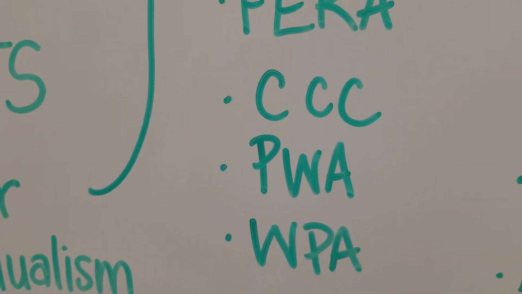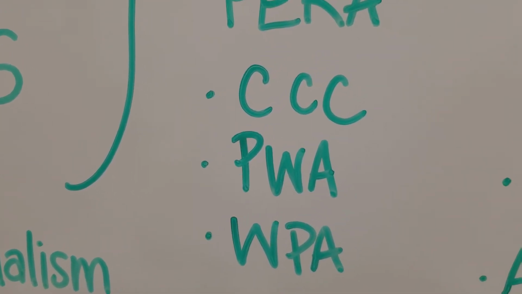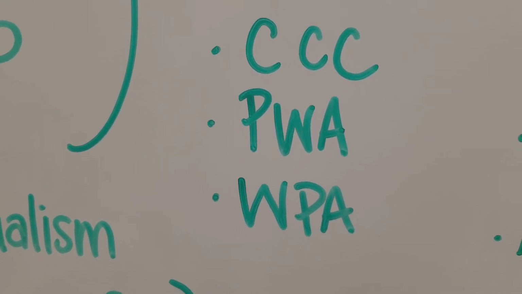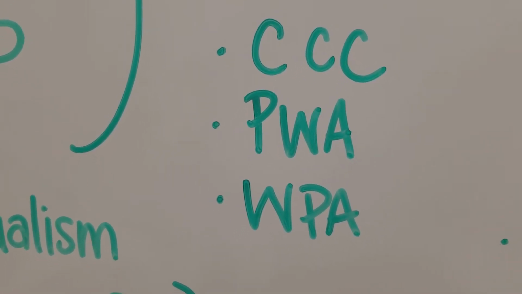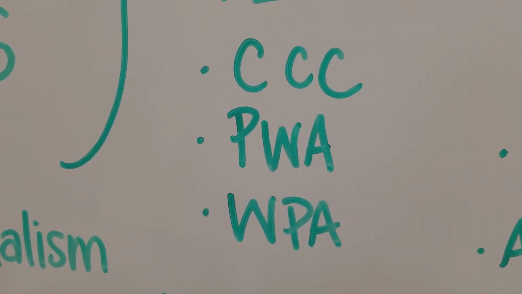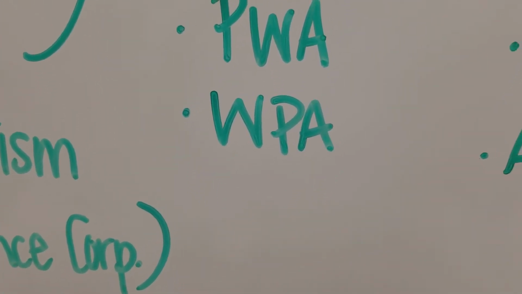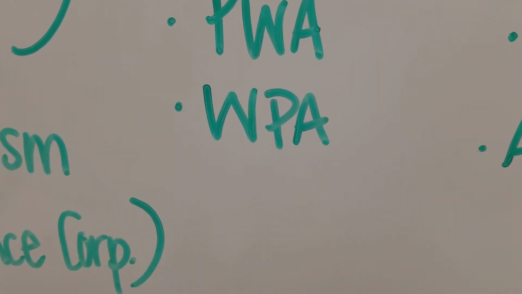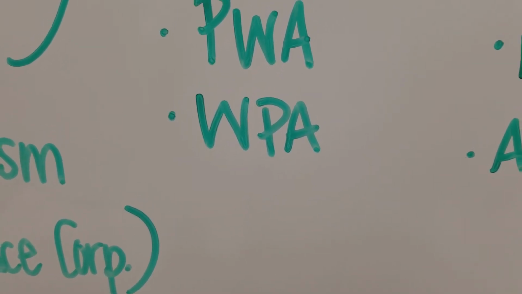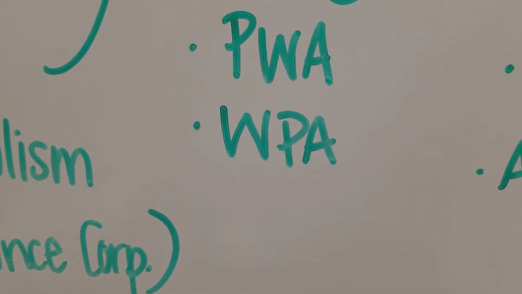The PWA, what does that sound like? Public Works Administration. This created public buildings such as schools, courthouses, post offices, and it also allowed funding for bridges, roads, and other things that the public could use. And the WPA, the Works Progress Administration, created jobs for artists, writers, musicians, and others to paint murals, produce plays, and to create other artwork that other people could enjoy.